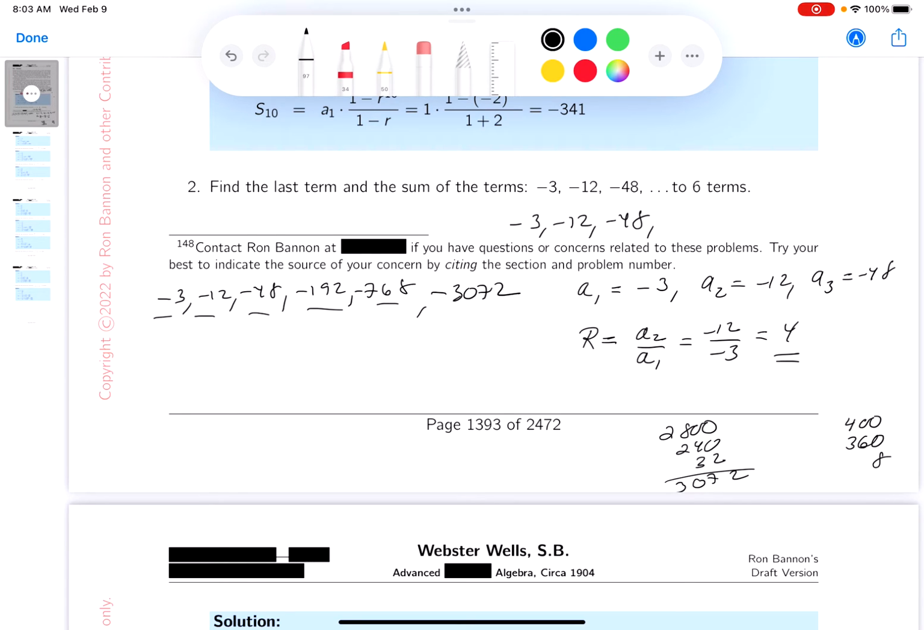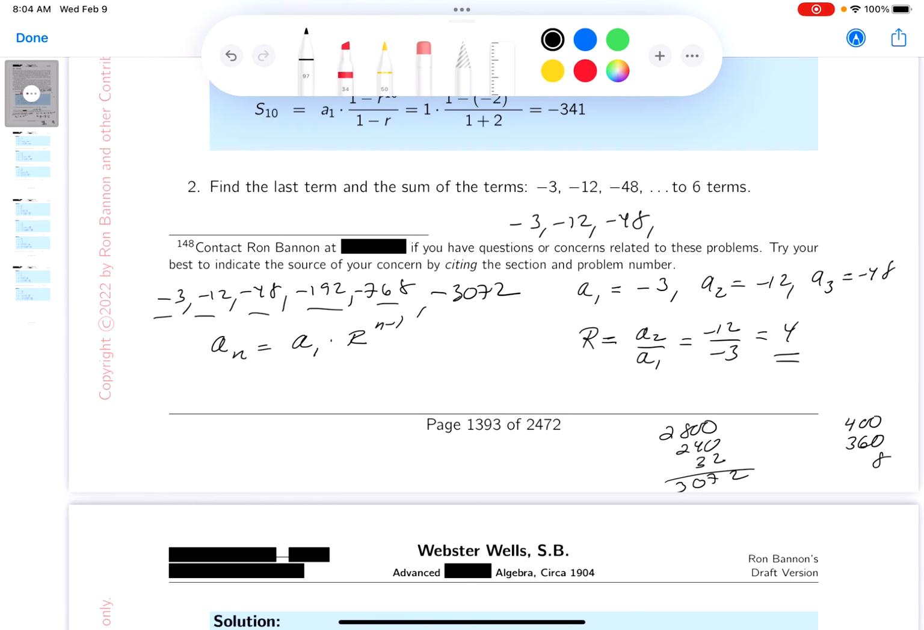So what do they want you to do? They want you to find the last term and the sum, but they say 6 terms. Now, granted, you could add those together, but I don't want to do that. What I want to do is use the formulas. So let's write this down: A_n is equal to A1 times R to the n minus 1.